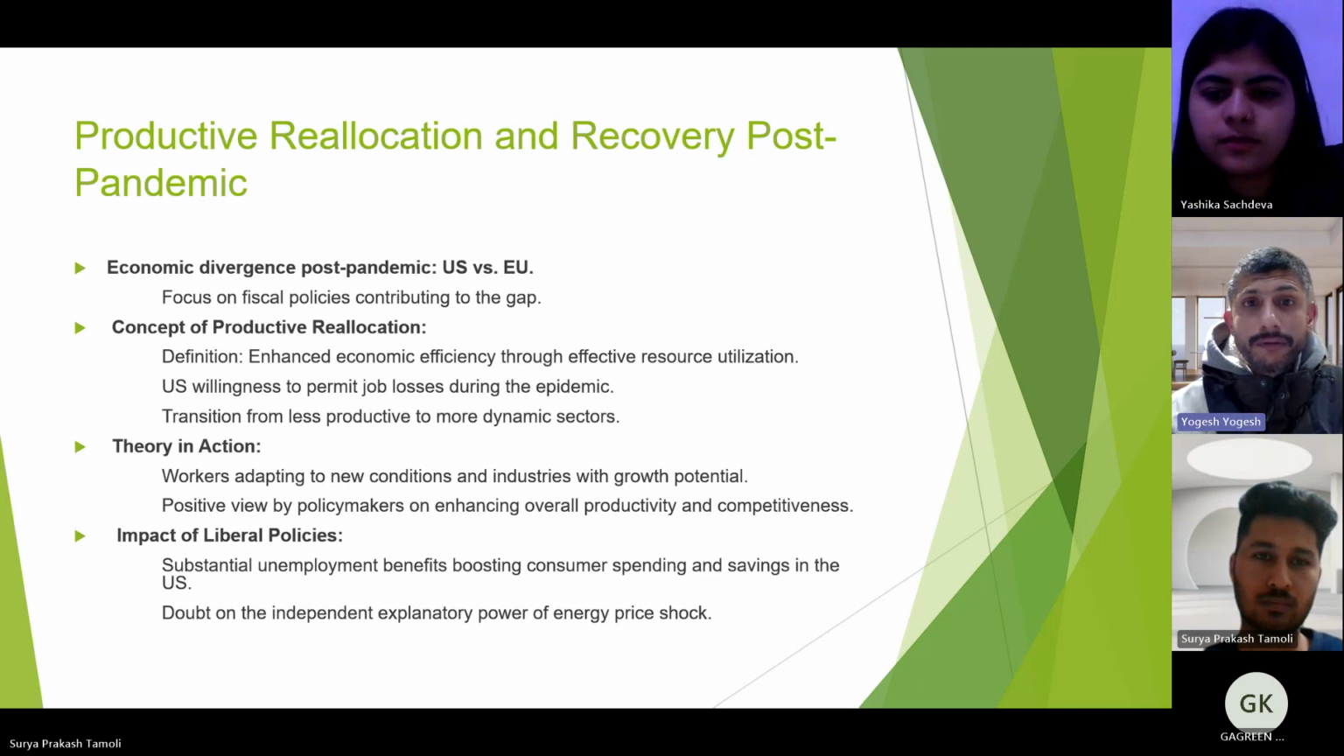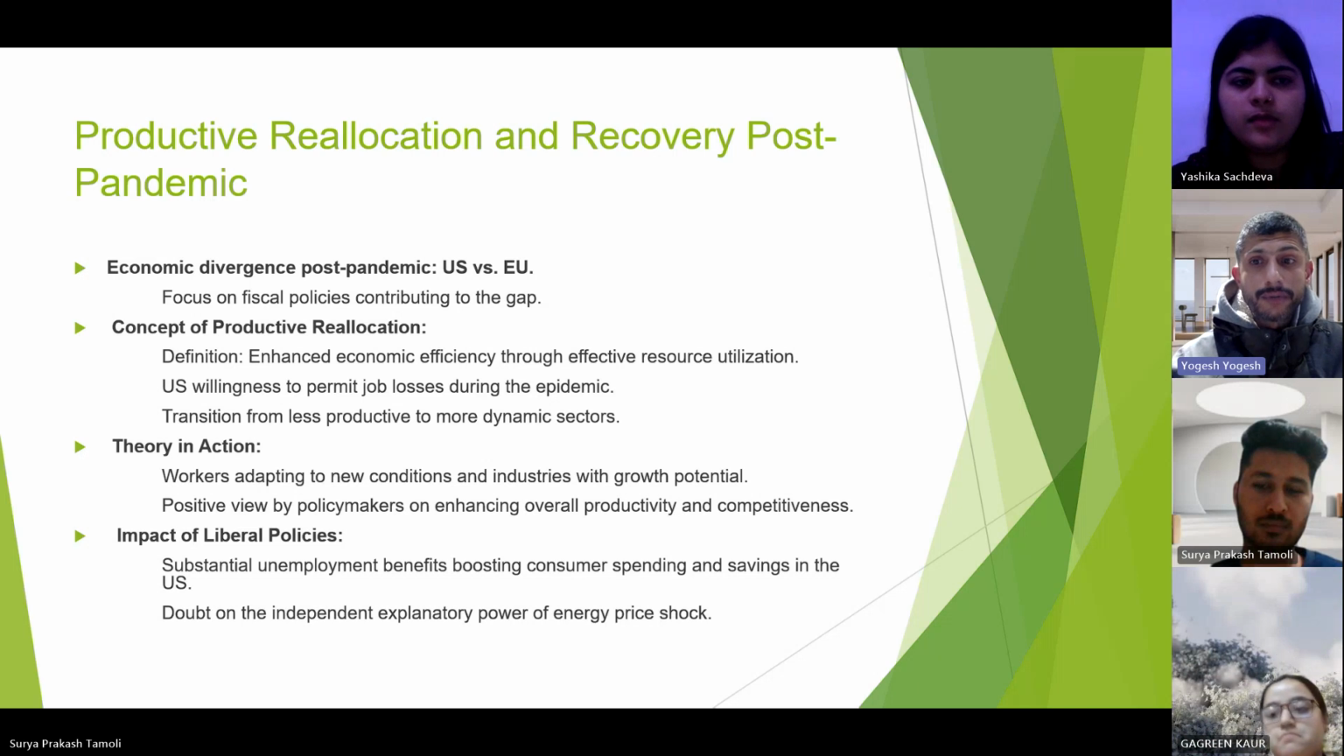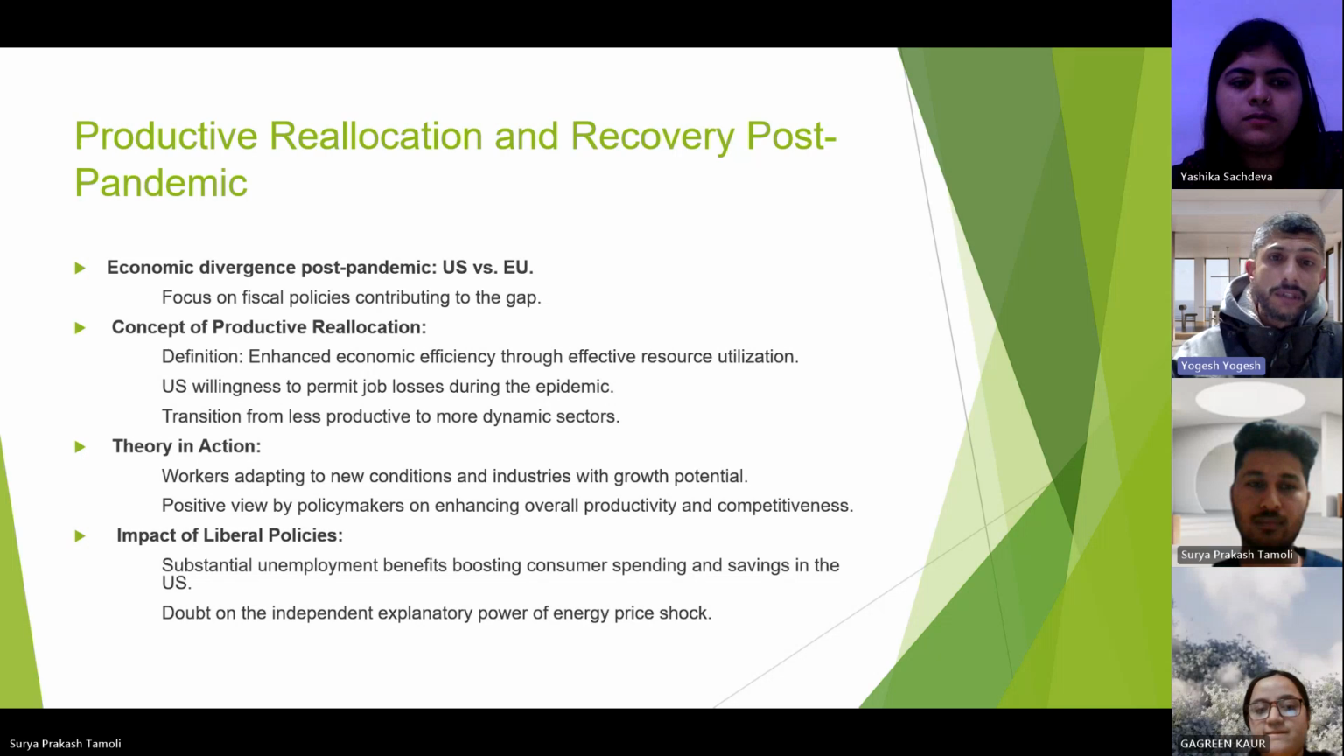Now, talking about productive reallocation, that would be my second topic for this project. The article explores the significant economic divergence between Europe and the United States in their recovery after the COVID pandemic. The primary focus is on the contribution of fiscal policies to this gap. The stronger performance of the US economy is ascribed to notable growth in household investment and consumption. Although the recovery in both regions began stronger than anticipated, the paper reveals a crucial difference in fiscal strategies.